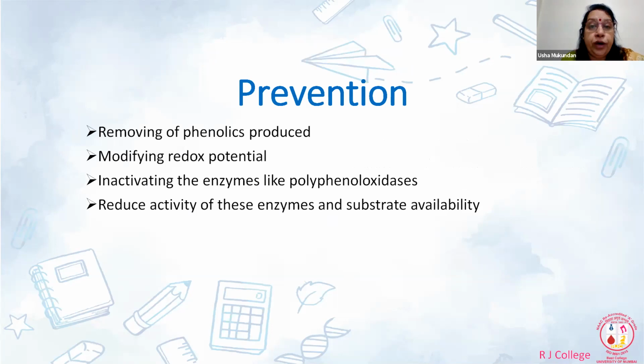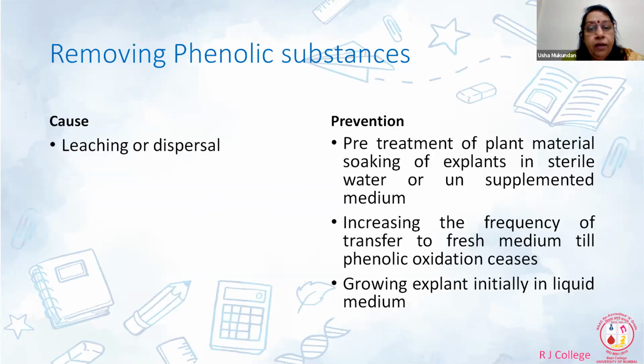So what did I say? Removing of phenolic products. How can you do that? You pre-treat the plant material. When you are sterilizing the explant material, you soak it for some time in sterile water or in an unsupplemented medium. Whatever leachates come out will come out in the medium, which you can remove. And when most of the leachates are removed, you can use that fresh explant to culture.